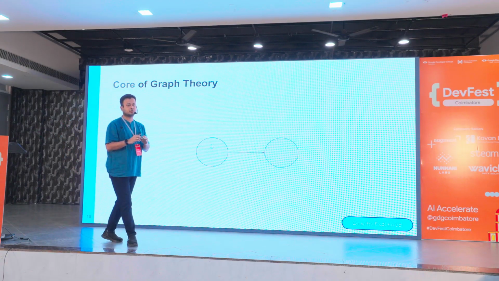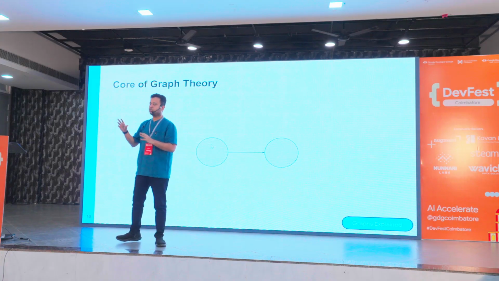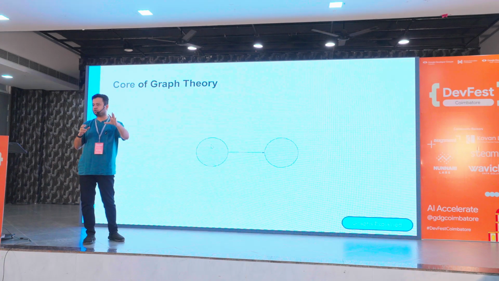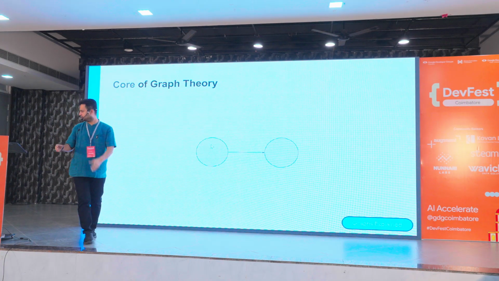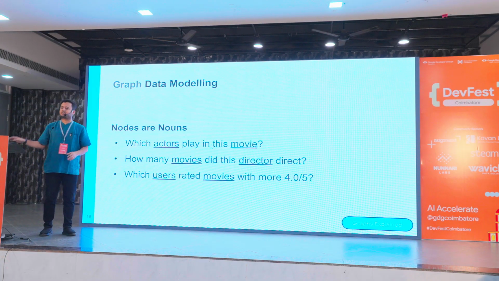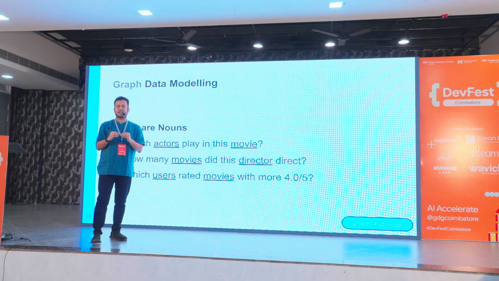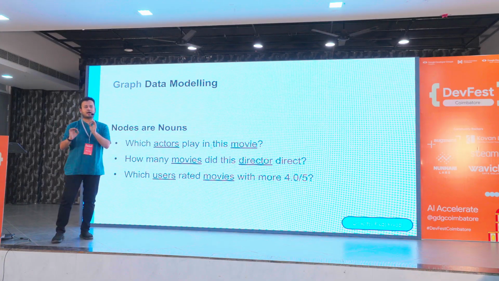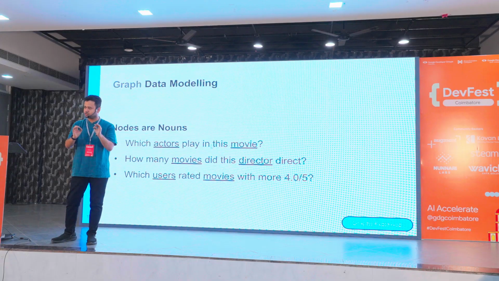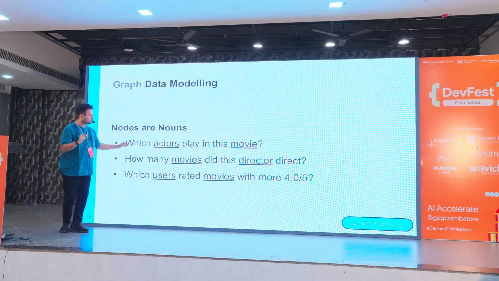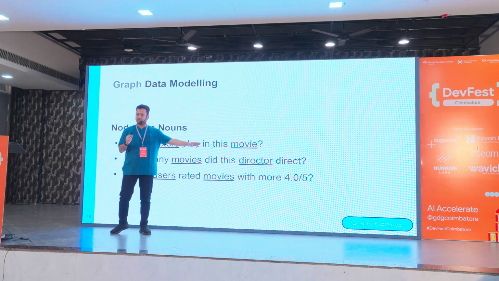So in a graph database, you will have nodes and relationships. Nodes are what you have inside the circles. Relationships are the arrows between nodes that connect each other, right? So this is the initial building block. Now, if I have a sentence and I have to convert that into a graph database equivalent sentence, all you have to do is all your nouns in a sentence translate into a node. Okay? Now, if you have this sentence, which actors play in this movie, right?